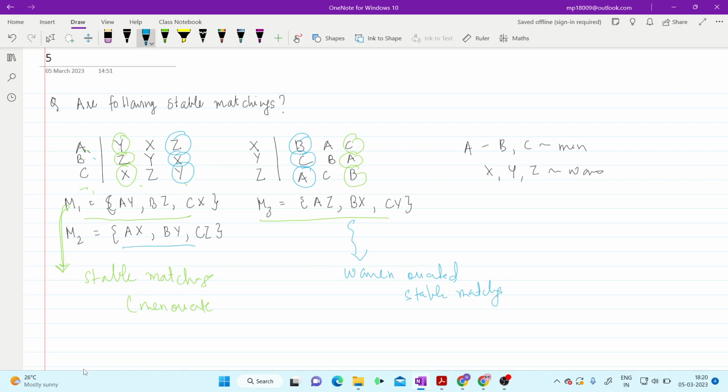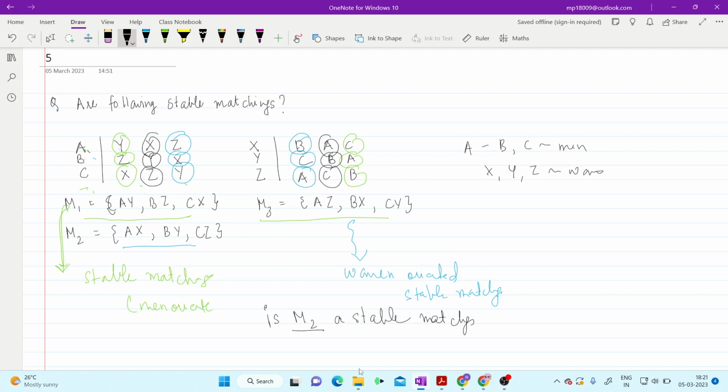Now we have M2. M2 is AX, BY, CZ, XA, YB, ZC. So what do you think about M2? Is M2 a stable matching? No, ma'am. Okay, why? If you're saying that M2 is not a stable matching, you'll have to give me a blocking pair. So is there any blocking pair?